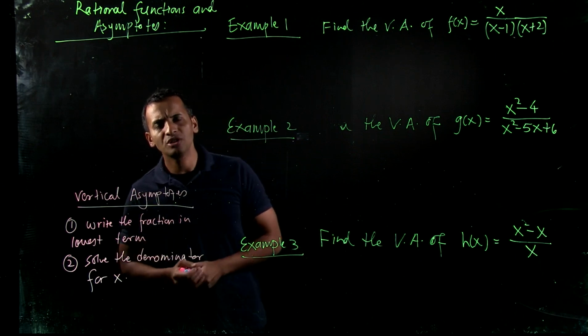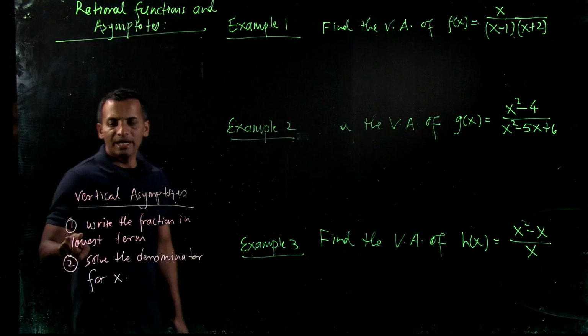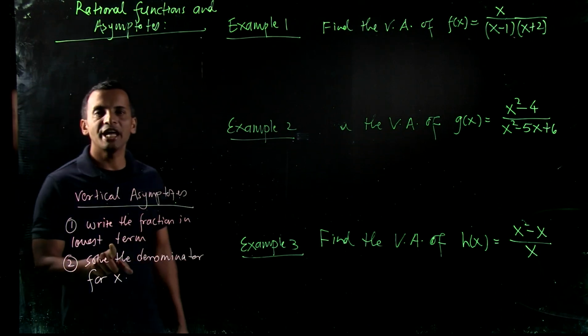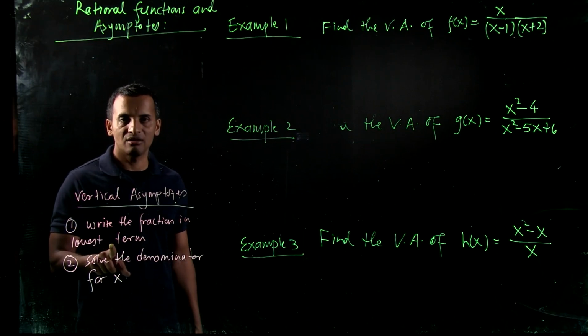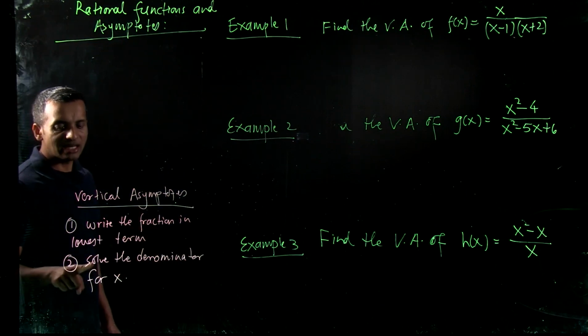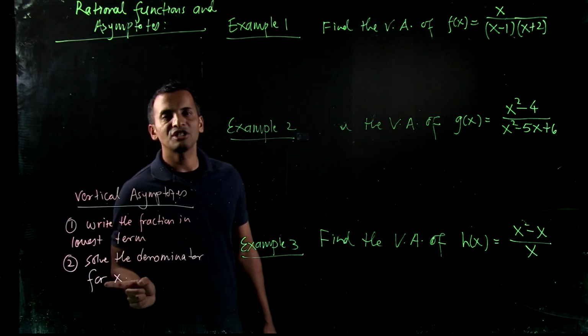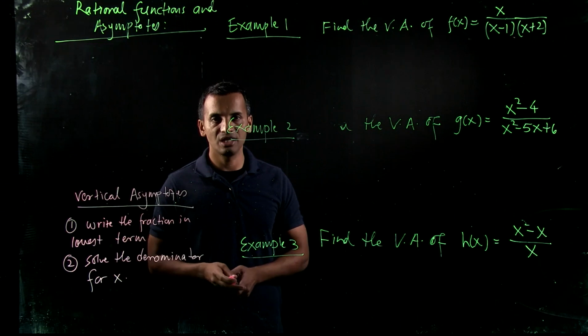So to find out the horizontal asymptote of any rational function, the first thing we do is write the fraction into the lowest term, meaning that if there is any common factor, you find those factors and cancel that factor, and then write down the fraction in the lowest term. After you do that, then solve the denominator for x.